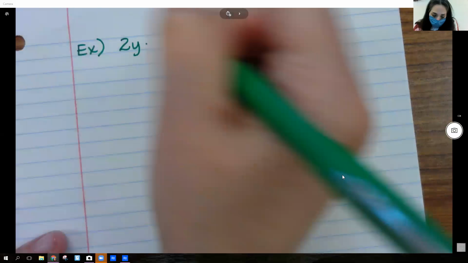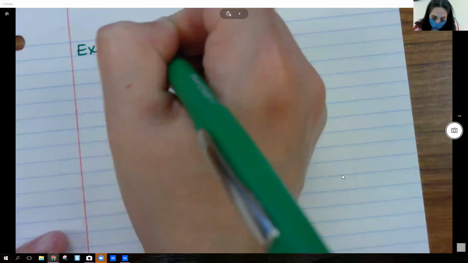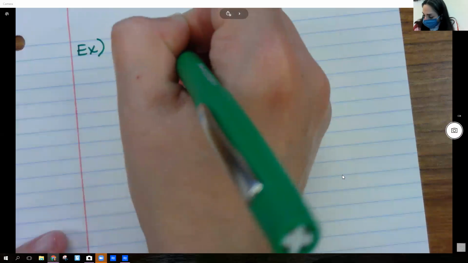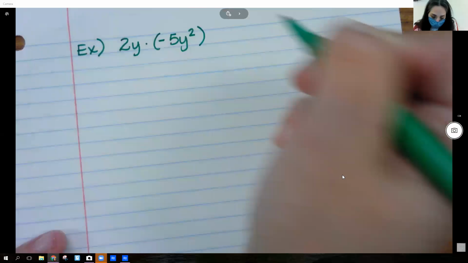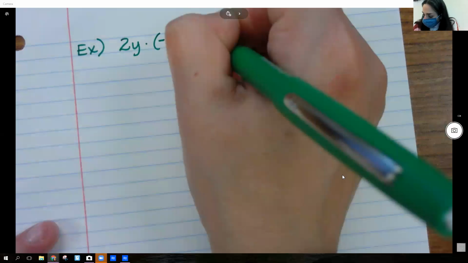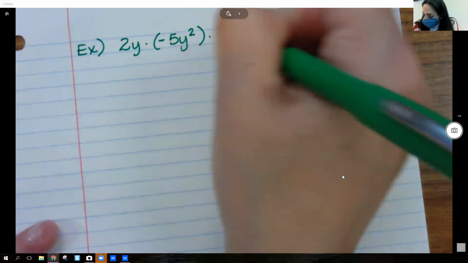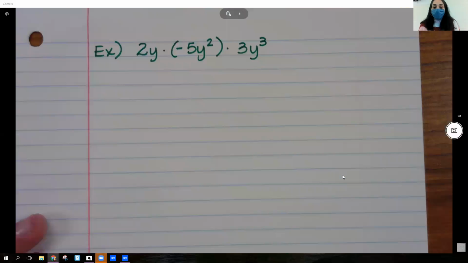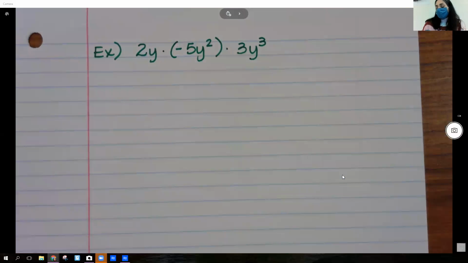2y times -5y squared times 3y cubed. So this one has 3 terms and only one of them has parentheses around it. Don't worry about that. It's still multiplication. You're still doing the same thing. Sometimes your homework will have parentheses around them, sometimes it'll be a dot in between. It's all multiplication, so you're still doing the same thing.